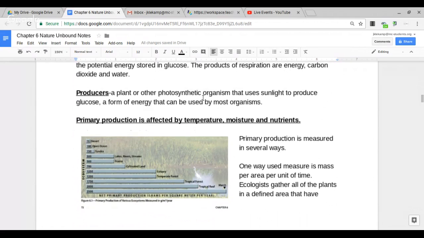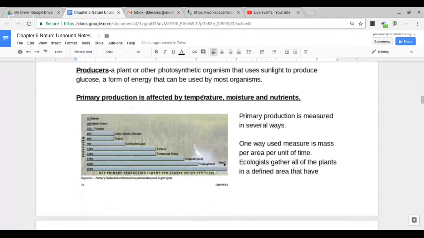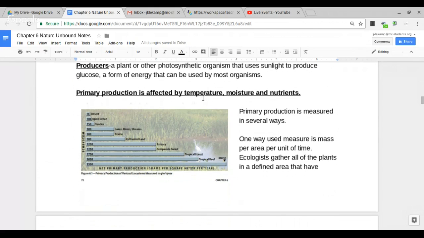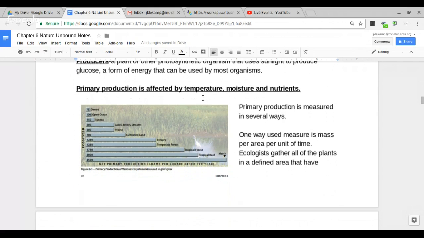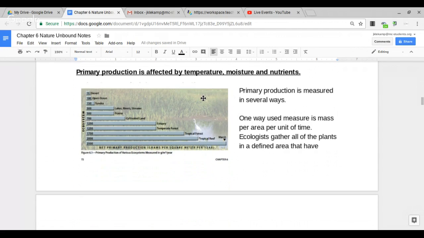So at the cellular level, we can go through different processes. We give these photosynthetic organisms a name. We call them producers because they produce their own food. They produce their own energy by the use of sunlight. So they harness that sunlight, bring in carbon dioxide and water, and they'll change it into glucose for their use and for others' uses. So primary production is affected by a couple different things.